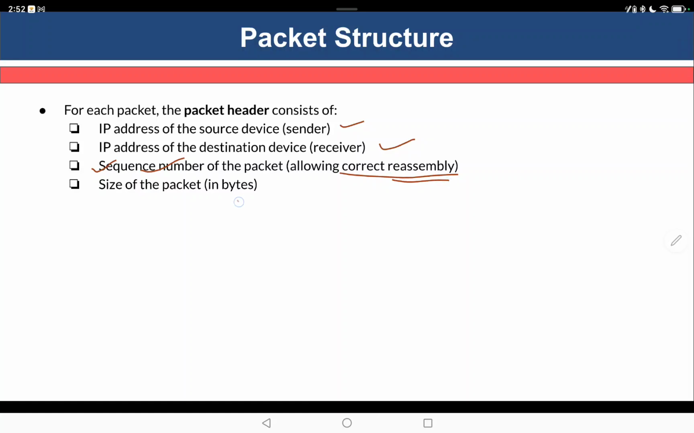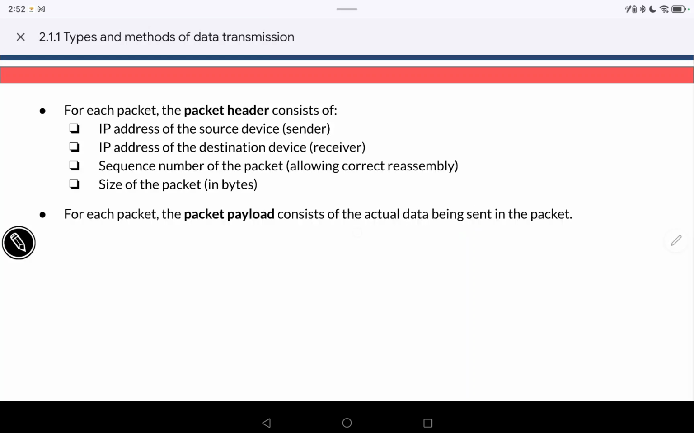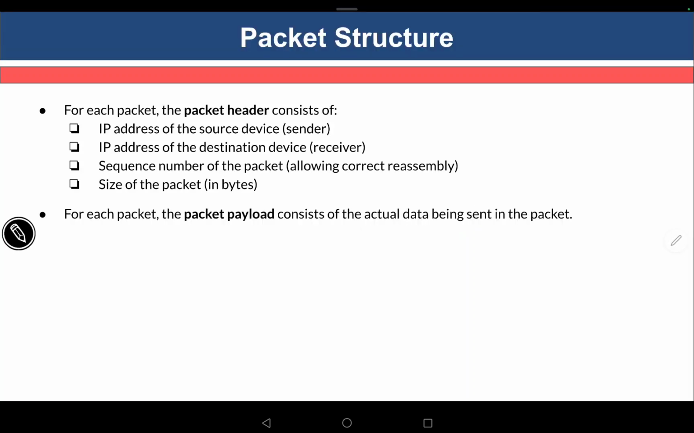And then we have the size of the data packet. The size of the data packet is also used to check for error to ensure that the correct data arrived. Then we have the payload. In the payload, that's where we have the actual data that is being sent. The actual data that is being sent to the destination is the data that will be stored in the payload.